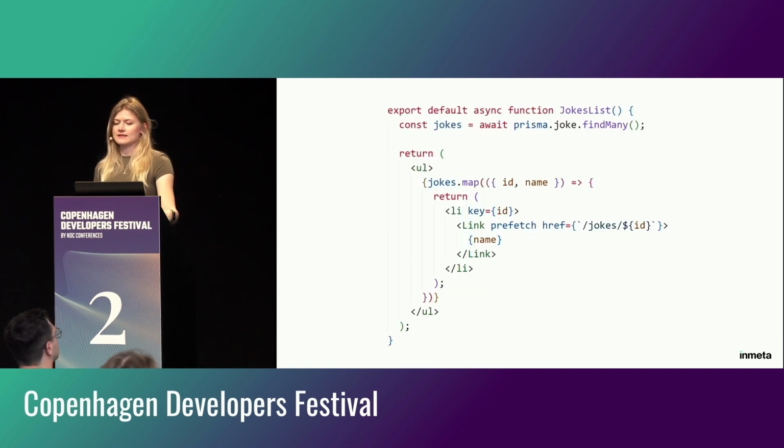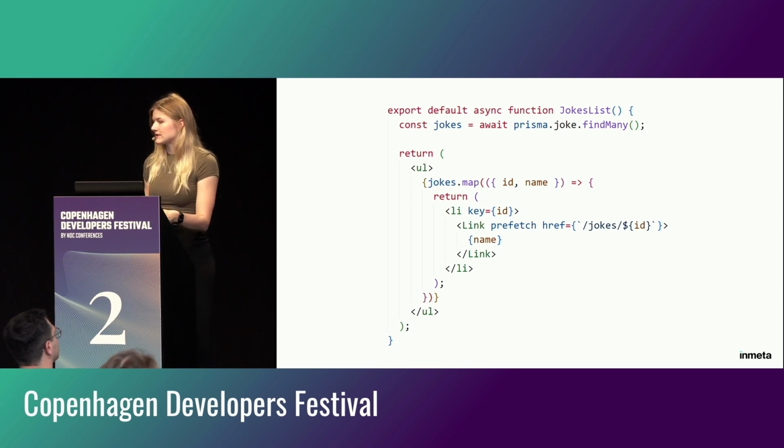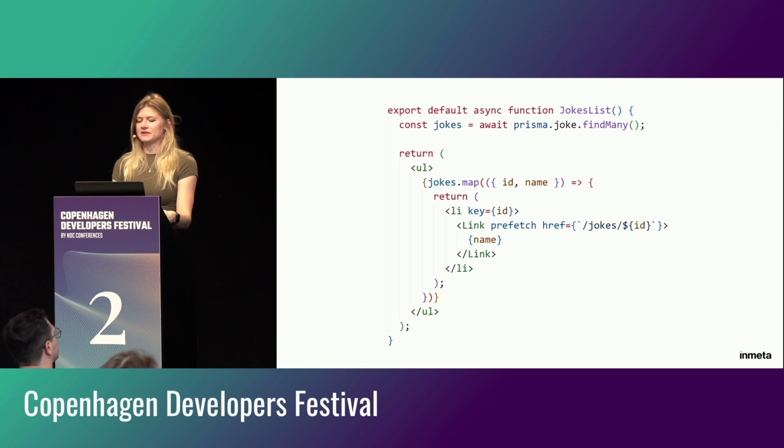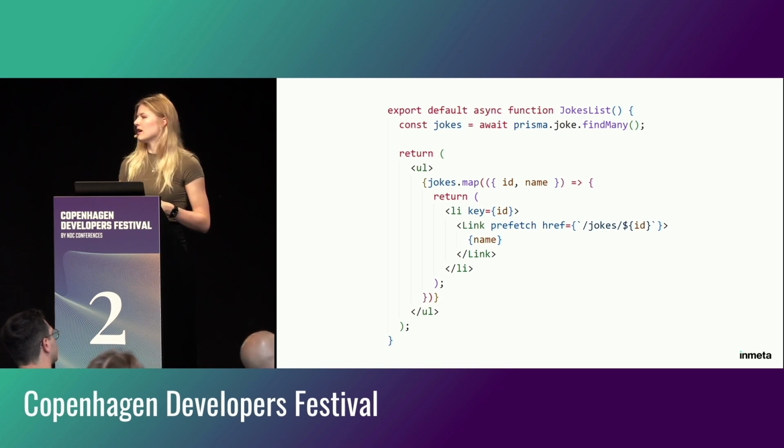And since RSCs run exclusively on the server, we can write database queries right inside our components. So here's an example of a simple server component called JokesList. I can query my database through an ORM like Prisma and have the data available and the component fully rendered before it's sent to the client. Server components also introduce this type of async component, basically an async function, that can asynchronously fetch data on the server without causing any issues for the client side. And you can do any kind of data fetching in here, such as calling your API.